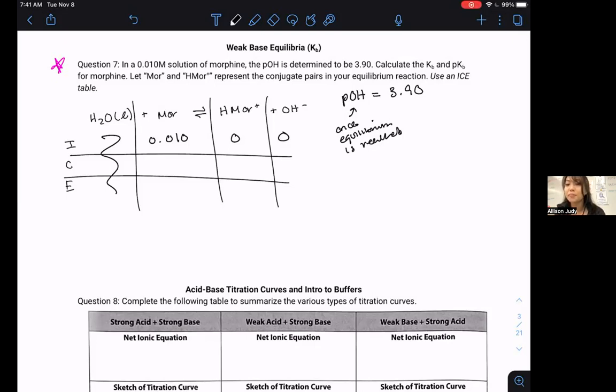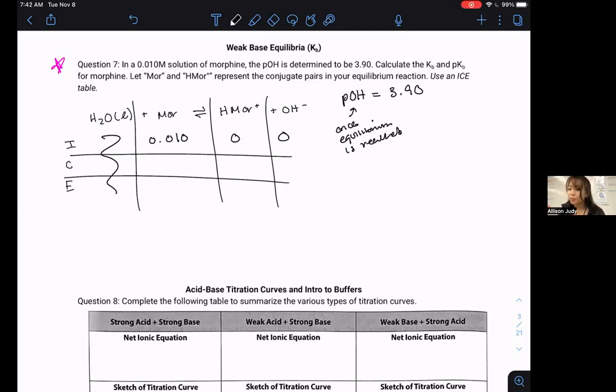And that will be key in understanding how to use the prompt information to fill in ICE tables and equilibria problems. So we're told that it has a pOH, once equilibrium is reached, of the solution of 3.9. Calculate the Kb and the pKb, the potential Kb, right? pKb, p means potential of, for morphine. Let MOR and HMOR represent the conjugate pairs. The reason they do that is that morphine is a really long, complicated molecule, so why write it out?